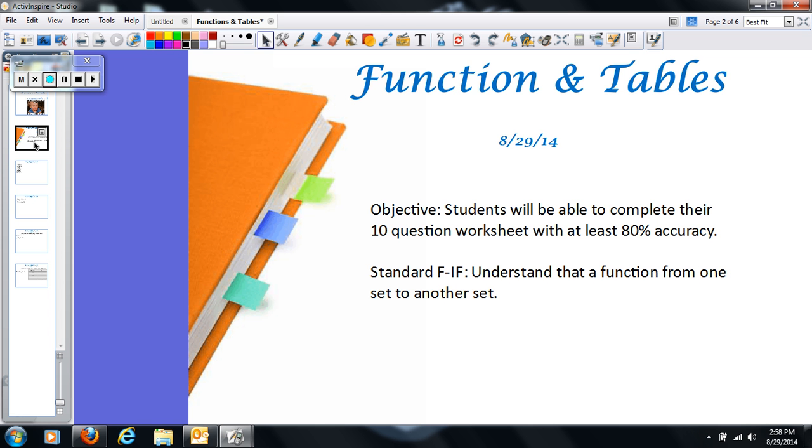All right, guys. We're going to be going into linear equations, linear functions, that type of stuff. We're going to start with just some basic function and table problems, and we're going to go from there. Our objective is that students will be able to complete their 10 question worksheet with at least 80% accuracy, and I will have that for you guys on Monday.